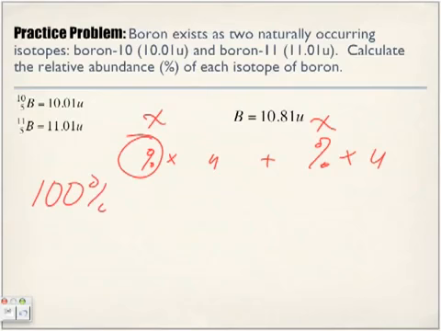100%. But whenever we get 100%, remember we want to turn it into a decimal. So how do we do that? You divide it by 100, right? And 100 divided by 100 is?